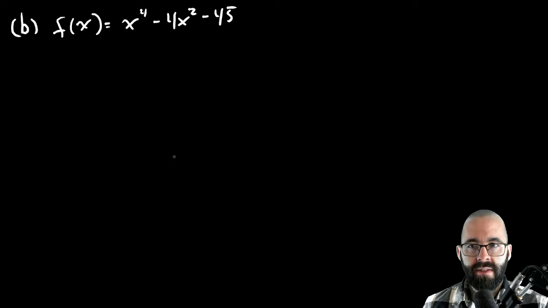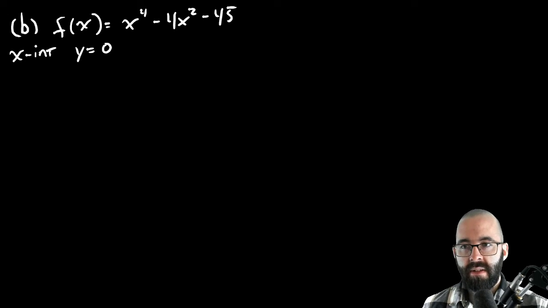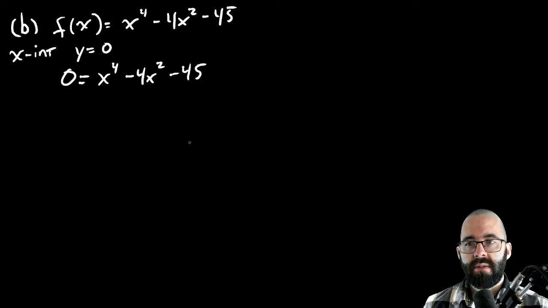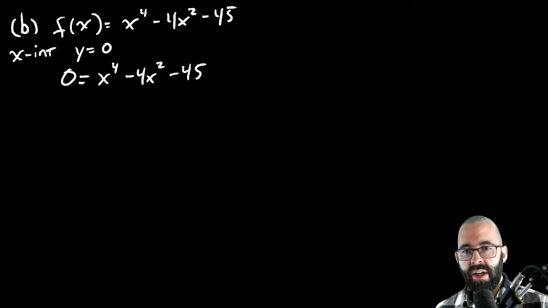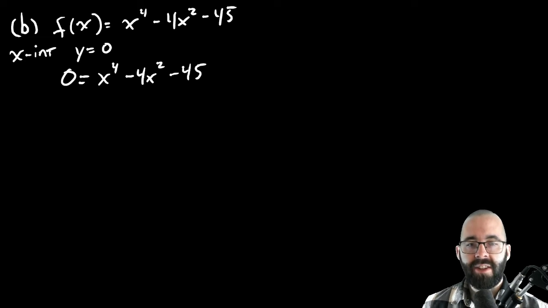F of x equals x to the 4th minus 4x squared minus 45. Well, let's start with the x-intercepts. Those are when y equals 0. These are all the solutions to this equation. Well, if this were a quadratic, we could use the quadratic formula, but it's not a quadratic function, right? There's an x to the 4th.